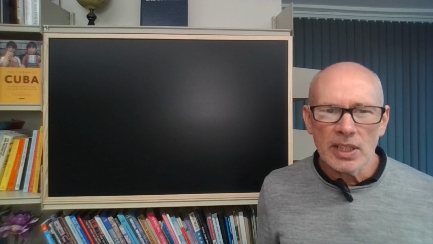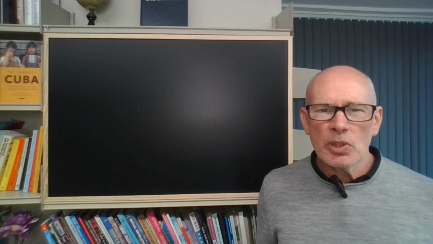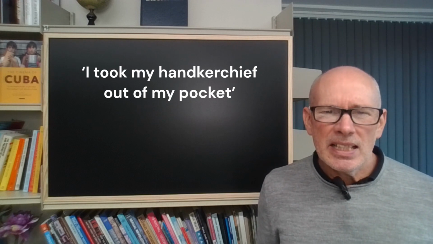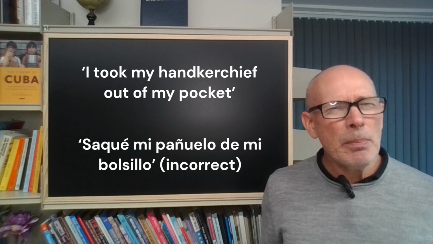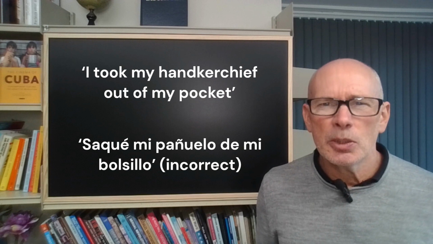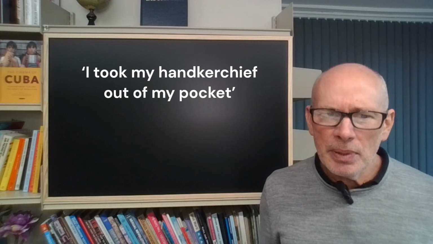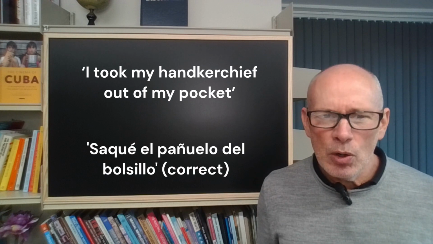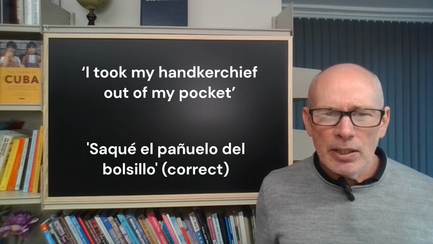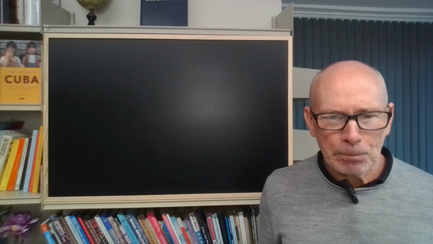So, when do we do this? In English, we would say, for example, I took my handkerchief out of my pocket. If we translate this directly into Spanish, we get saqué mi pañuelo de mi bolsillo. But this sounds unnatural in normal spoken Spanish, which would most likely be saqué el pañuelo del bolsillo. So using the article el instead of the possessive adjective mi. So why do we do this in Spanish?